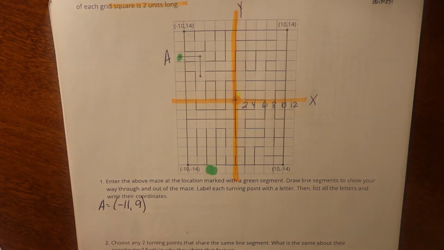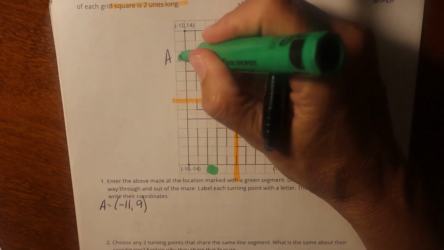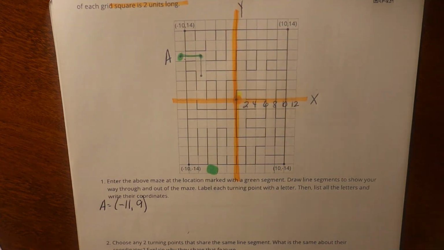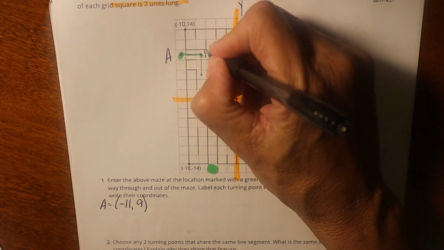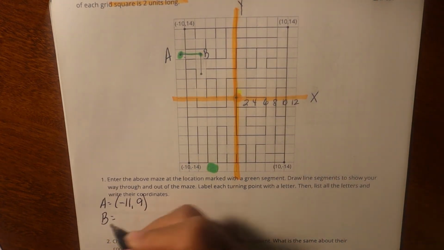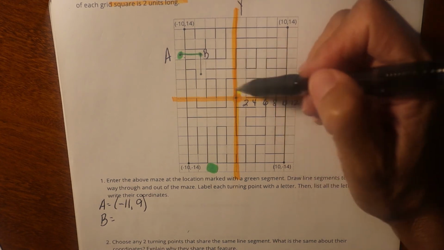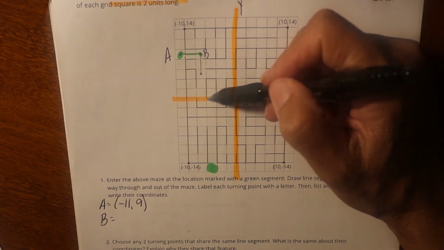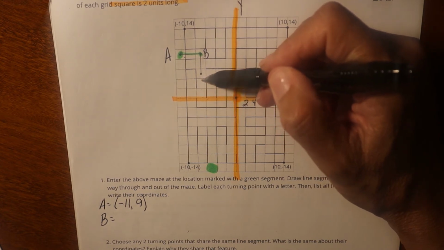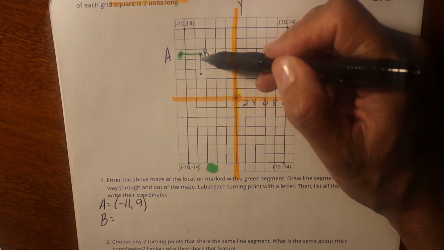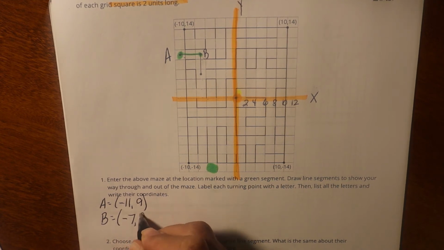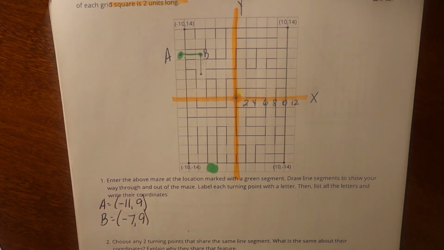Then we're going to move and stop because we're going to be making a turn. So this is going to be labeled point B, and I'm going to put a B down here. So let's see where we are with B. 2, 4, 6, plus one more is -7, and then 2, 4, 6, 8, plus one more is 9. So now B is at -7, +9.